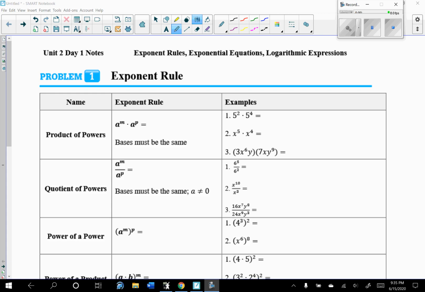All right, today we're going to look at exponent rules, exponential equations, and logarithmic expressions. We have talked about exponent rules before, so this is just really a review.